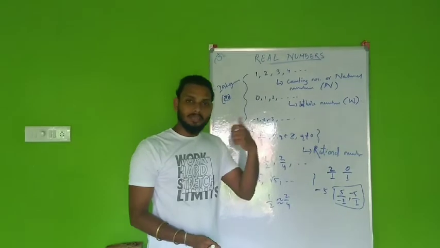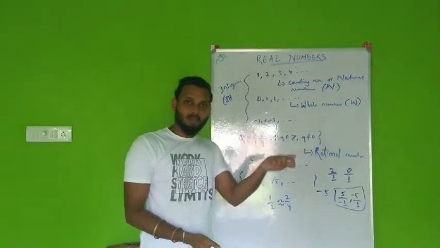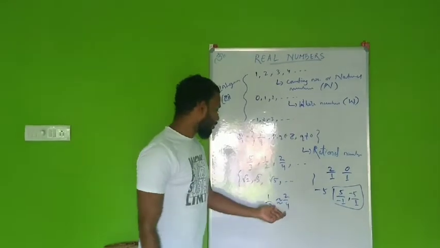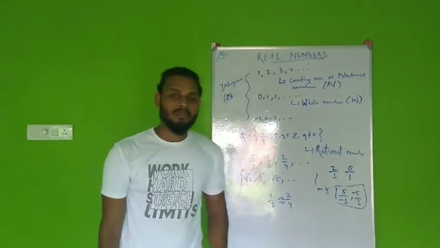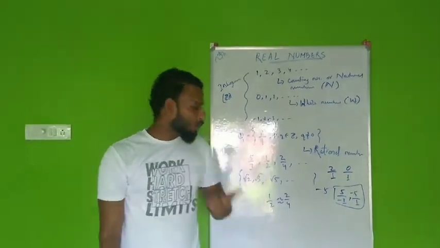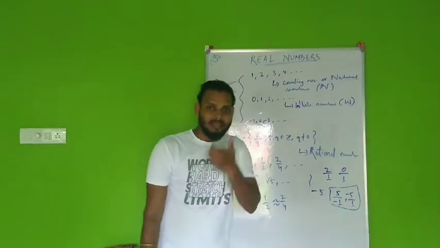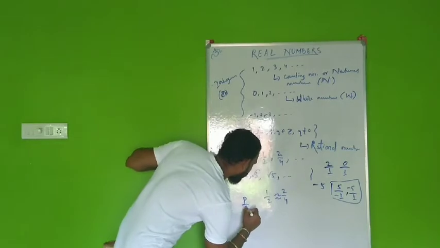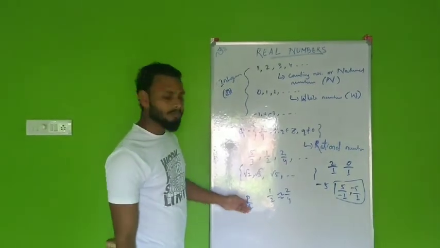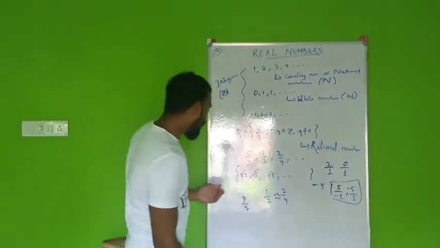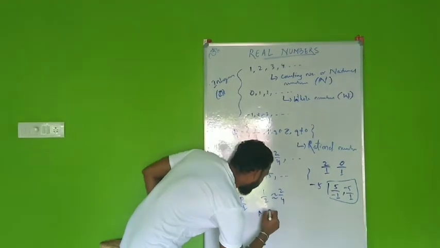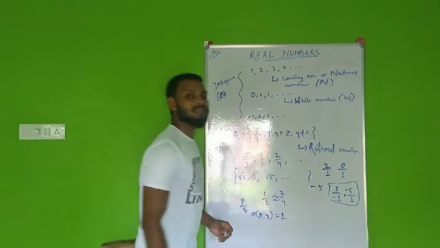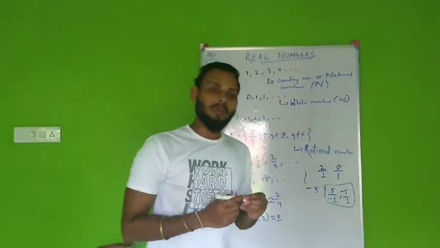Cancel it out means I will be dividing the same number in the numerator and in the denominator so that I can get the term in reducible form. So when can I say a number is in reducible form? I can say p by q is in the reducible form if the HCF of p and q is 1. That means if p and q are co-primes.